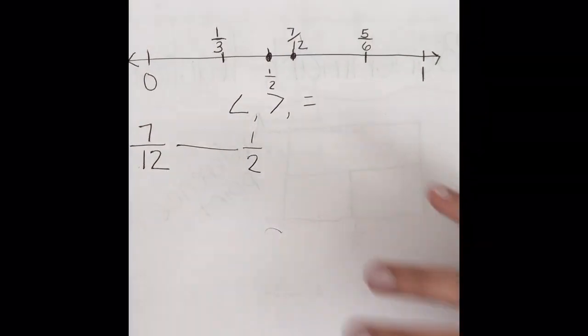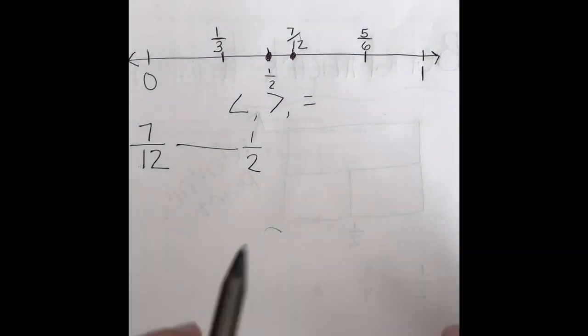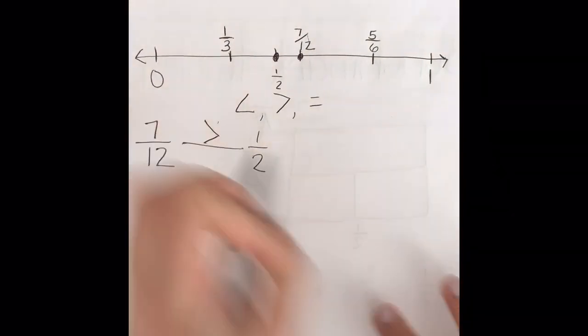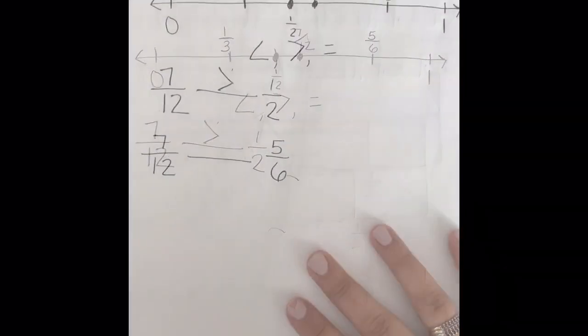We're going to use our symbols greater than, less than, or equal to, and we know that the greater than symbol eats the bigger number. So for 7/12, it's greater than 1/2, also known as it's bigger. Let's try the next one.